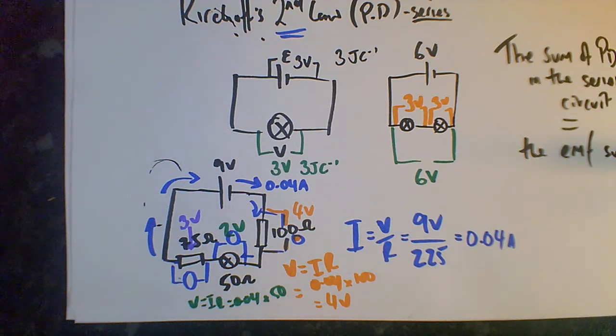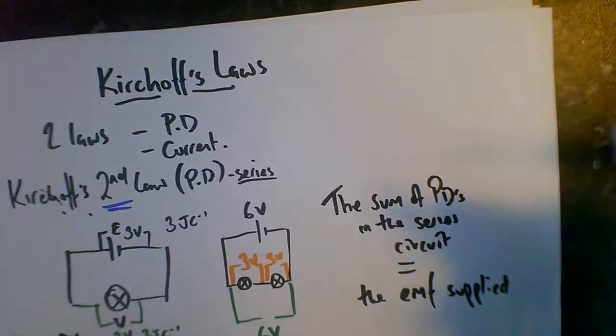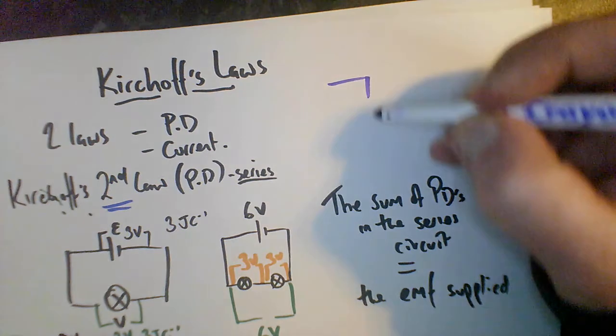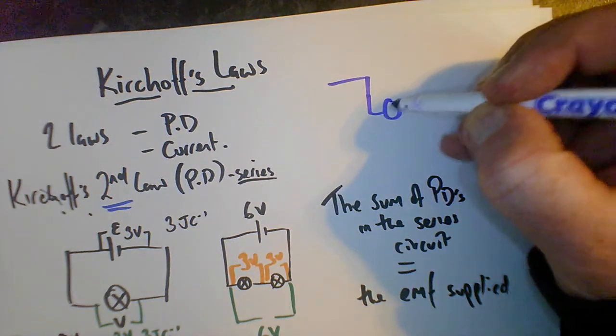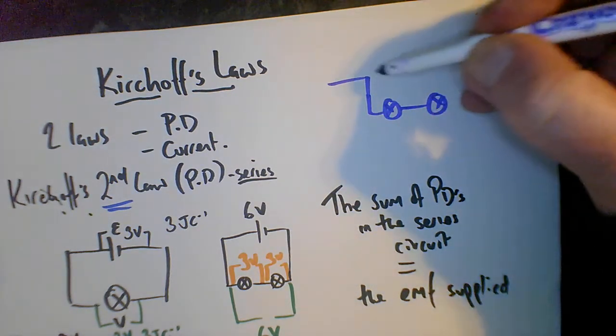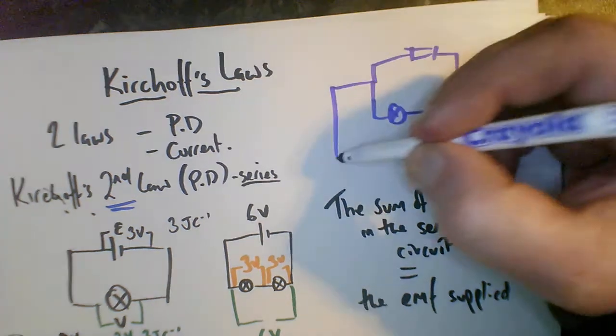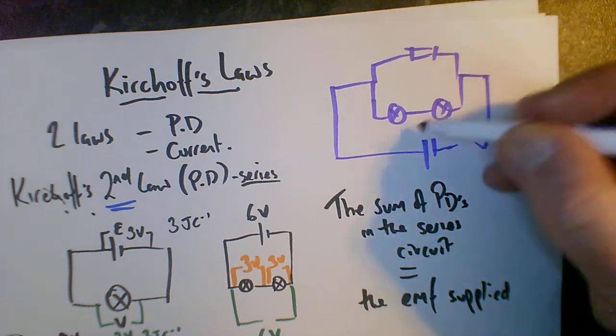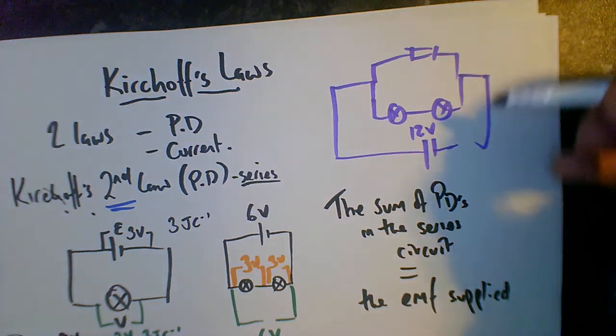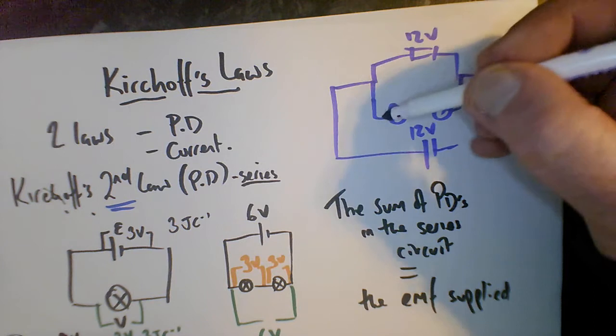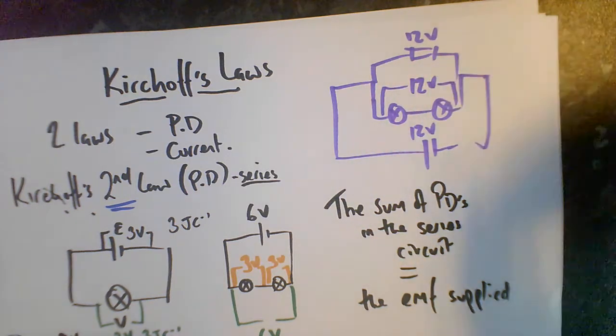Alright, so that's how we use Kirchhoff's second law to obtain a mystery voltage. Let's say we're in a circuit where we've got a parallel network here. I'm making this up, of course, and this is 12 volts here. Well, we know that we're going to have 12 volts across here, but we also know that we're going to have 12 volts across both of those.